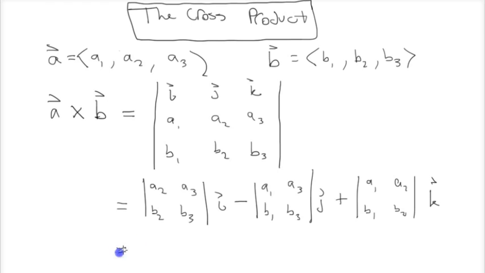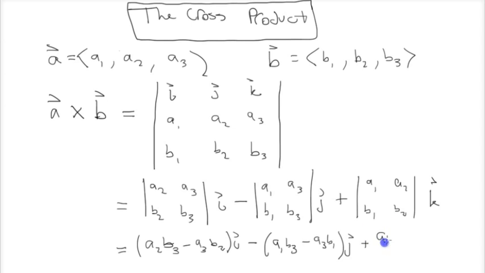Now, taking the determinant of a 2x2 matrix is very easy. We do this kind of cross thing. We multiply the two that are across from each other and subtract the product of these two across in an X. So we get A2 times B3 minus A3 times B2, times the i standard basis vector. And so minus, we get A1 times B3 minus A3 times B1, times the j standard basis vector. Then we get A1 times B2 minus A2 times B1, times the k standard basis vector.